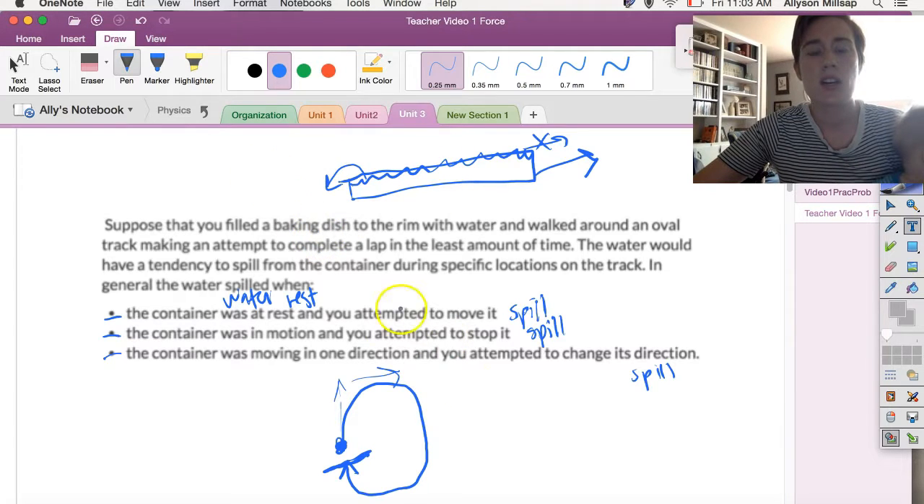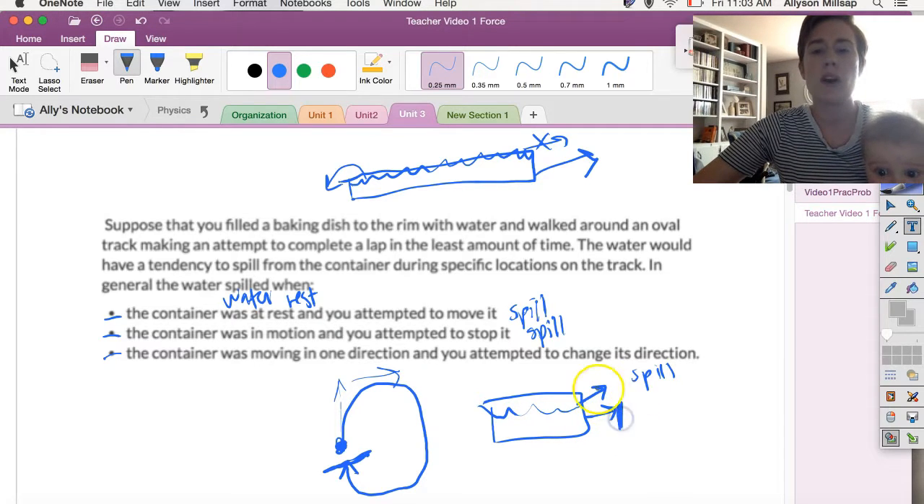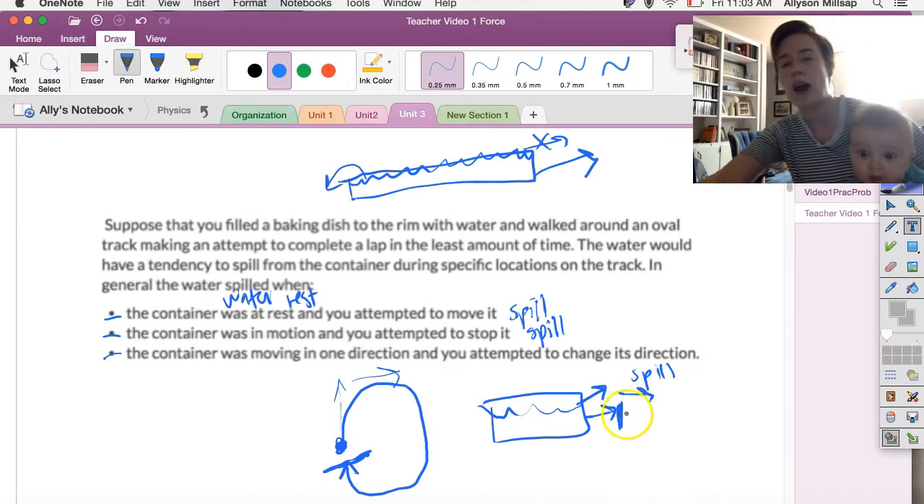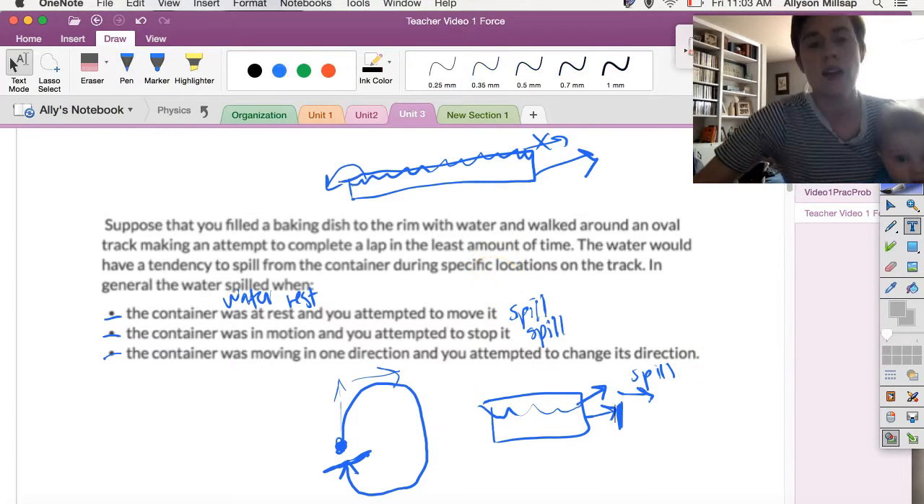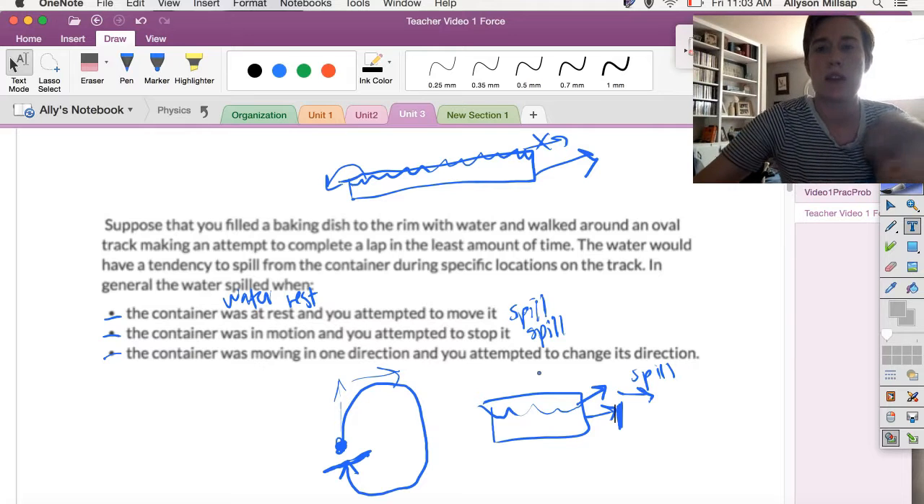Okay, the container right here was moving and the water was moving. Both of them were moving, and then the container stopped moving. Well, what did the water continue to do? It continued to move, so it spilled over the container when you stopped. And the same thing, when your container switched direction, your water continued going the same direction, and so it spilled.